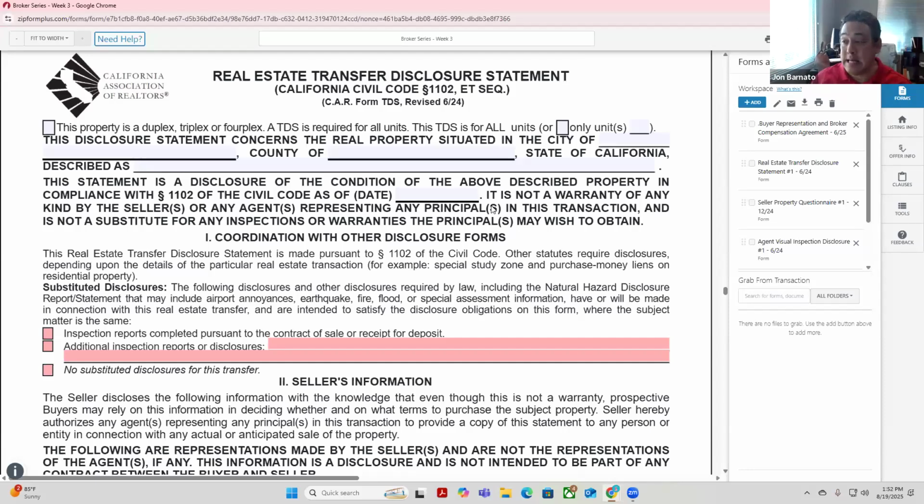Okay, let's talk about the TDS. The TDS, as you probably learned in school back in the day, with your real estate school, it is a required seller disclosure. Let me start here. California is a seller disclosure state.